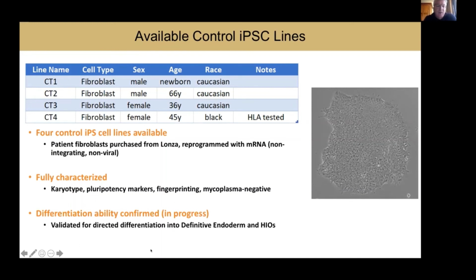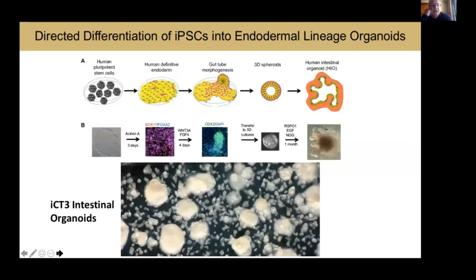And we're at the point now with these lines of really testing their ability to differentiate into different cell types. And we're really focused on endodermal lineages initially. So this is just an example of one of those lines differentiated into human intestinal organoids. And you can see this is quite a long process, in terms of weeks to get there. And it's a fairly complicated, meticulous set of changes in growth factors to develop this system.